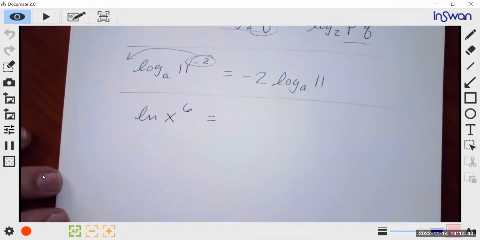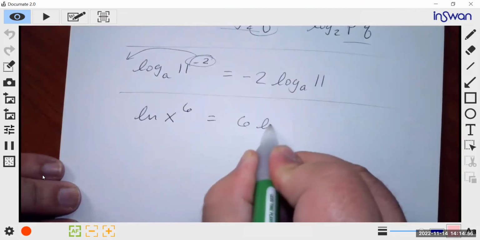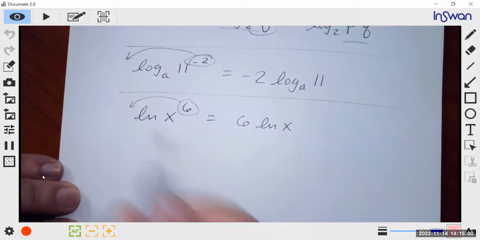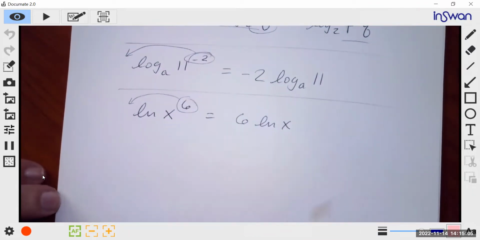How about ln x to the 6? Because the exponent goes in front. And there's your rewritten part.